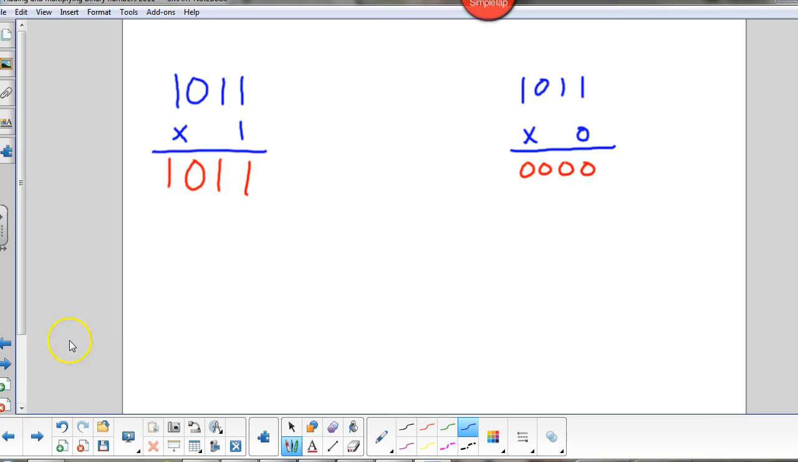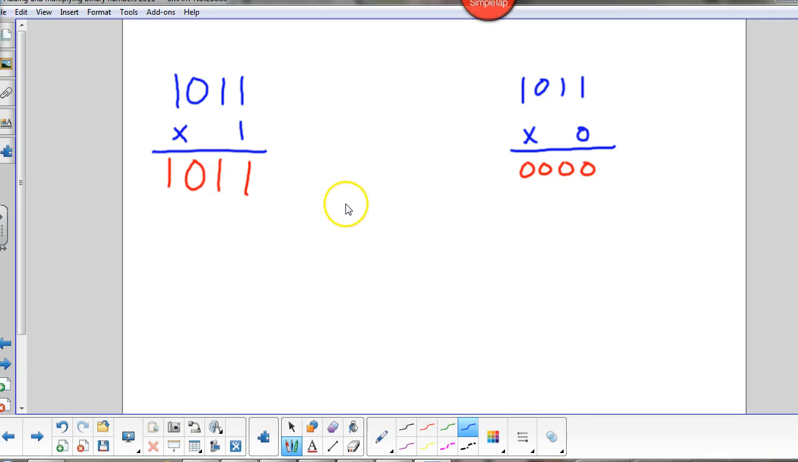Alright, and multiplication, it works the same. If you take a number and you multiply it by 1, you get the same number. It's the identity property. So 1 times this would be 1, 1, 0, 1, or essentially copy the number. Or if you multiplied 0 times this, it would be 0, 4 zeros.